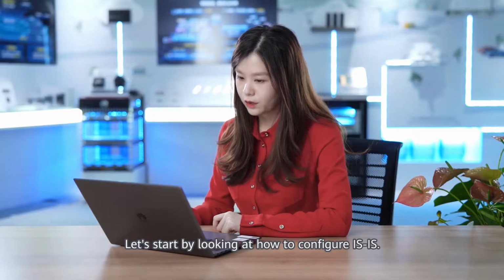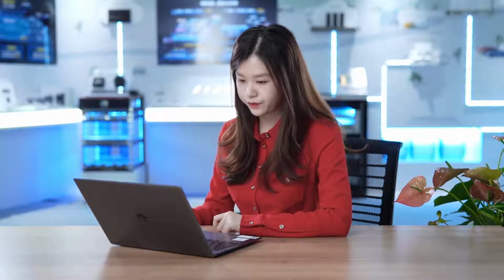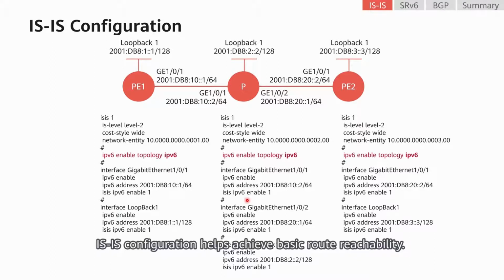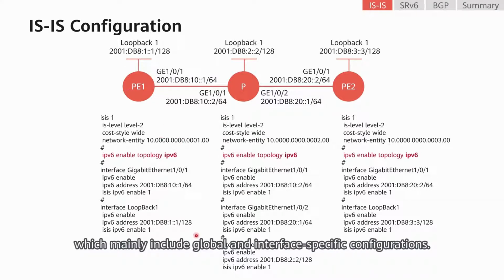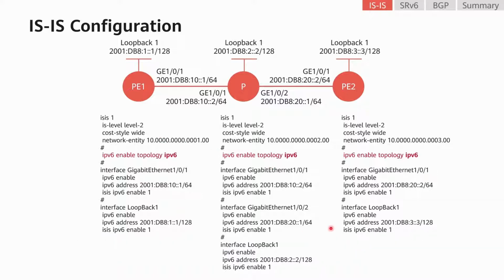Let's start by looking at how to configure IS-IS. IS-IS configuration helps achieve basic route reachability. This is because SRv6 is implemented through IS-IS extensions. These devices require similar IS-IS configurations, which mainly include global and interface-specific configurations.